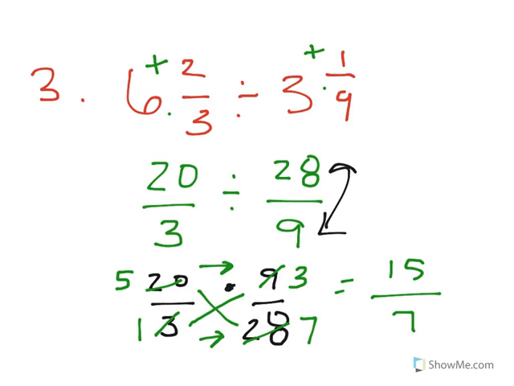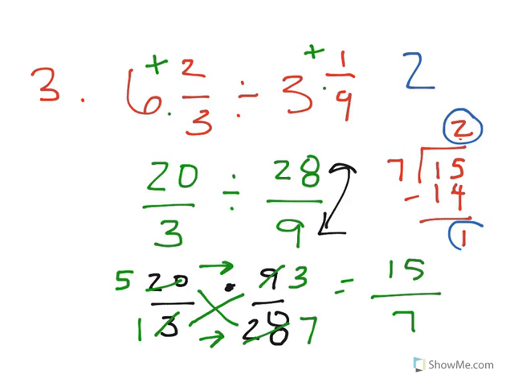Now, because my numerator is greater than my denominator, I need to long divide. So I can say, how many times does 7 go into 15? I'm sorry, it doesn't go in one time. It goes in 2 times. 7 times 2 is 14. And I get the remainder of 1. So now my answer is 2 and 1/7.